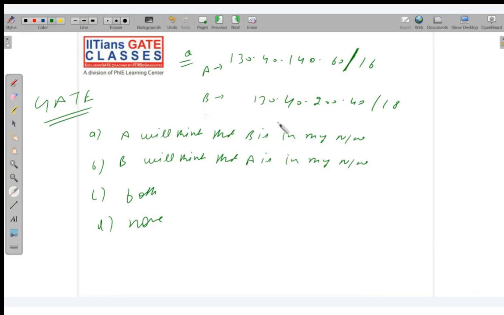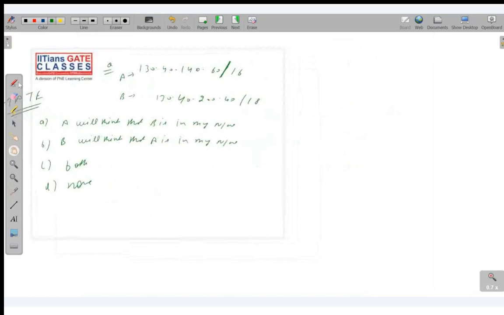And what B will do, it will apply this net mask with its own IP address, and it will find the net ID. Now it will apply this net mask with the IP address of A, and it will try to find the net ID. If both are the same, then B will say, okay, A is in my network. Otherwise, B will say, no, A is not in my network. I have told you the procedure. Now let us implement it in a faster manner.